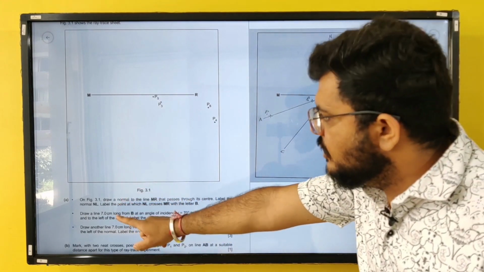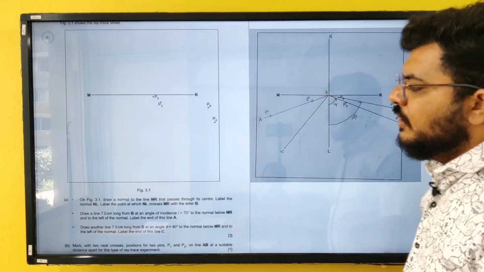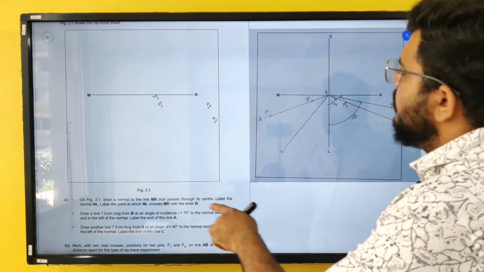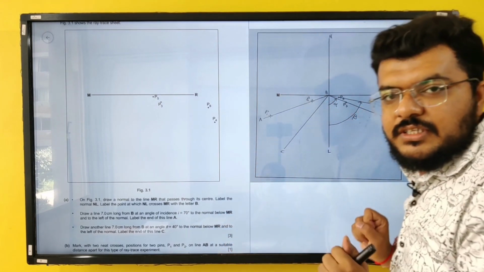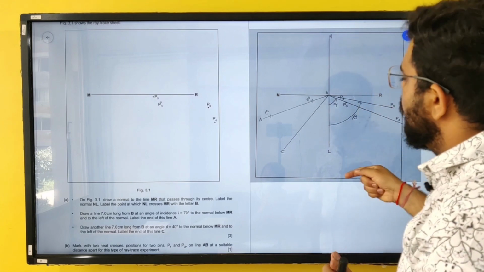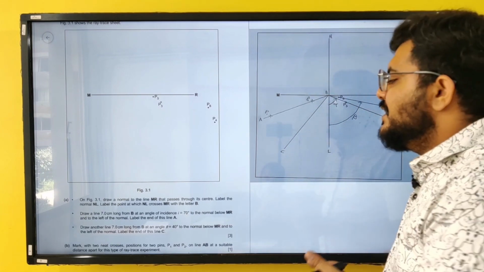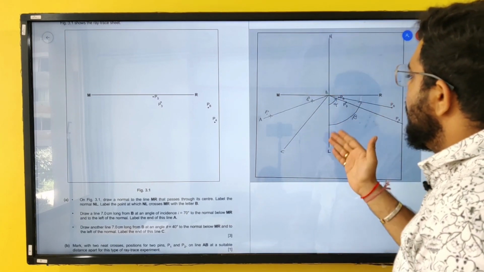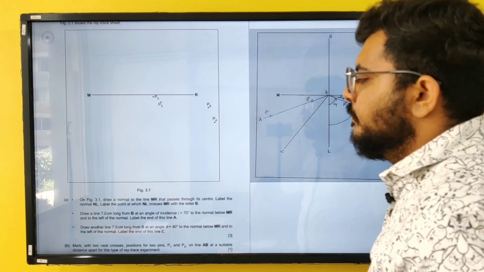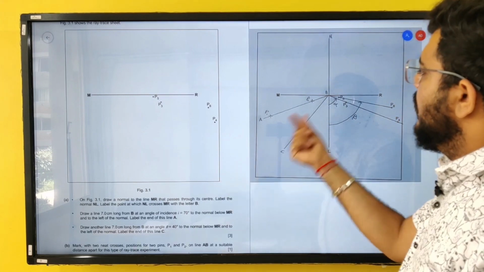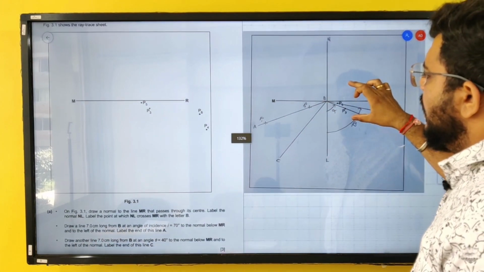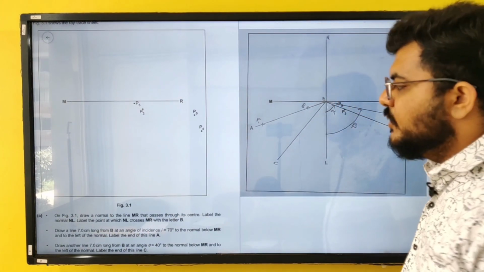Part A on figure 3.1. Draw a normal to MR that passes through its center. So I'll measure this and with the ruler draw a normal. Normal meaning it is at 90 degrees. NL must be perpendicular to MR. Label the point at which NL crosses MR as B. As you can see, I have labeled this point as B.